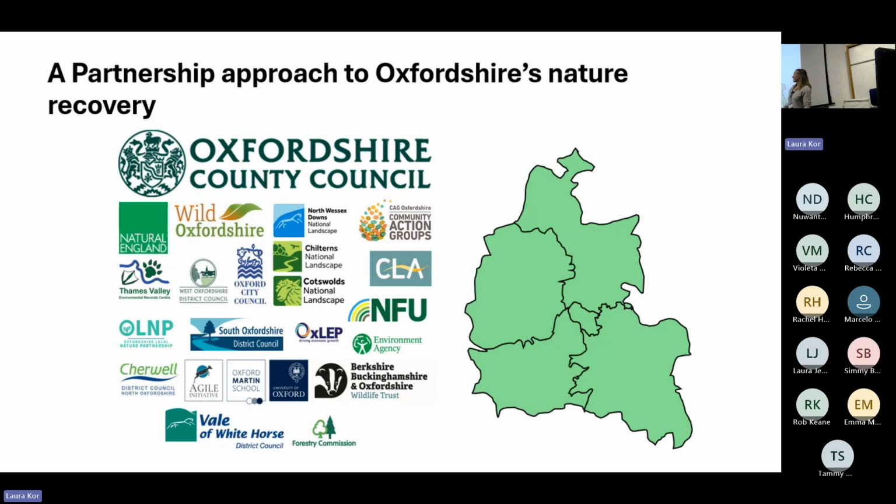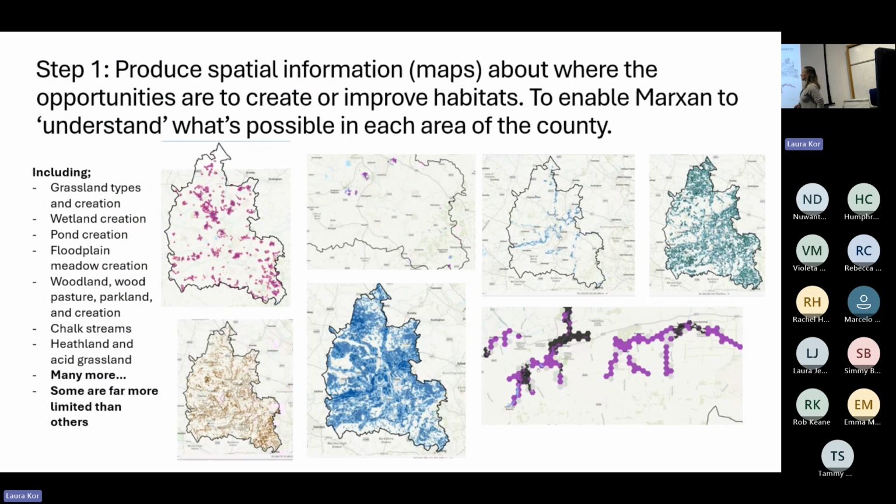So I'm trying to coordinate everybody to get to agree on what we need to do. And it's not my role to make the decisions, it's my role to bring these people together to make those decisions. And Oxfordshire is split into these different authority areas with the city in the centre. So our first step has been to try and better understand the area in terms of spatial information. So producing maps to understand where the opportunities are to create or improve habitats in the county.